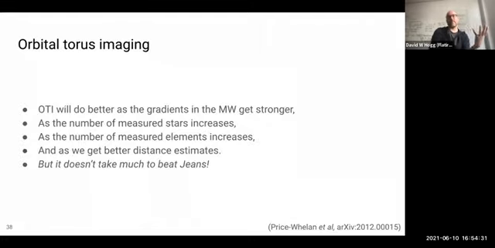And we believe we can beat those second moment methods, but it does depend on some things. We will do better when there's stronger gradients, when there's more stars measured, and when they're measured better. We want more stars measured with more elements and with precise kinematics measured. So there's a lot here, but we believe that in the era of Gaia and APOGEE, Jeans modeling will be over. No one will ever look back at it.